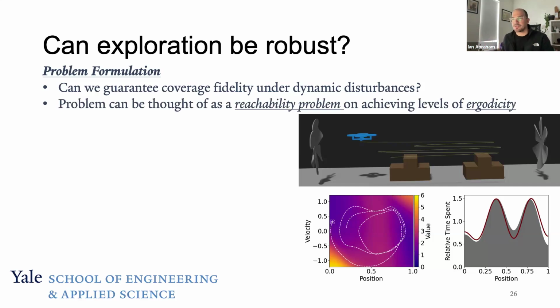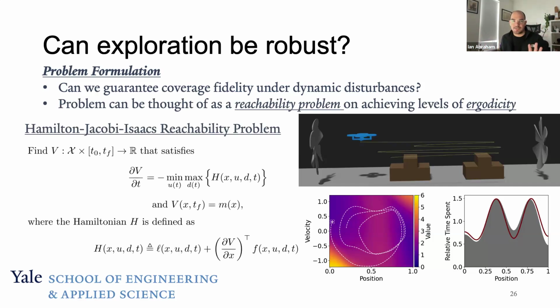So I'm going to brush over this a little bit quickly. The idea is we just want to find a controller that minimizes some performance metric, in this case levels of ergodicity, so some upper bound of ergodicity, subject to worst case disturbances. And the way we did that is via Hamilton-Jacobi-Isaacs reachability analysis.